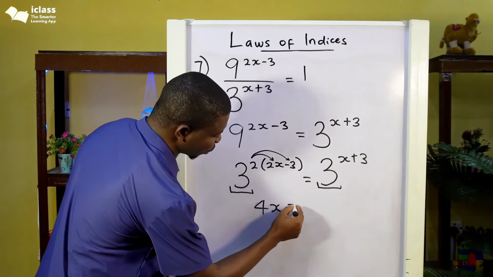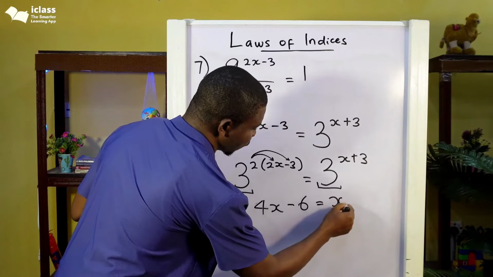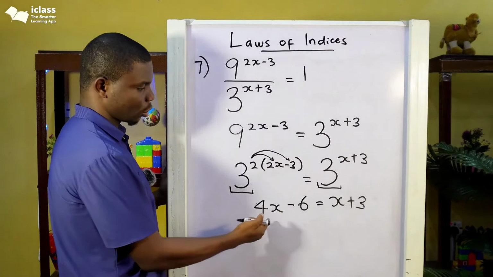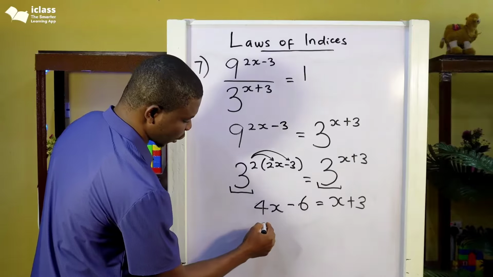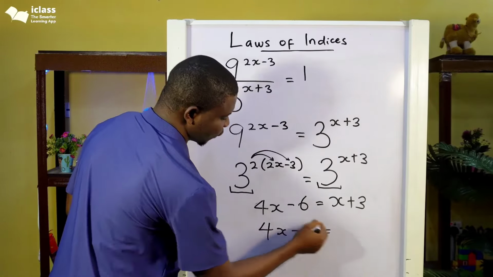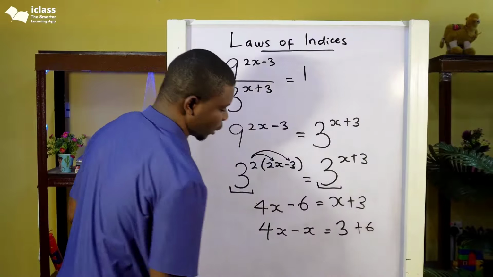2 multiplied by minus 3 is minus 6. This is equal to x plus 3. So I've equated the powers. So I'll now solve for x. I'll take x to the left-hand side of the equation. We have 4x minus x. Take this minus 6 to the right-hand side of the equation. We have 3 plus 6.